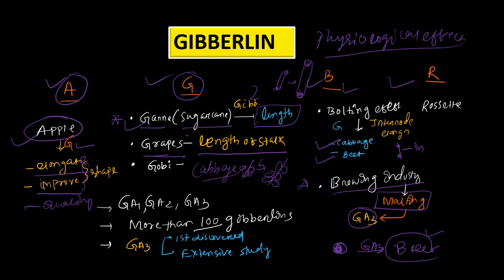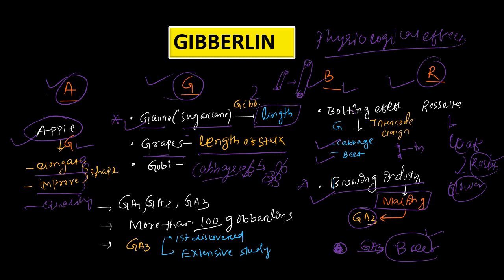This is all about AGBR. Now R, rosette. So what is rosette? If gibberellin is sprayed, it creates a leaf-like structure known as a rosette due to gibberellin. A leaf that becomes like a flower-like structure is called a rosette. So this is all about the physiological effects of gibberellin.